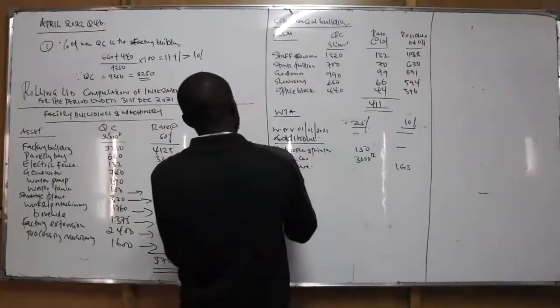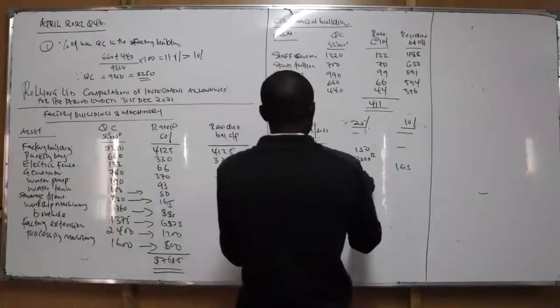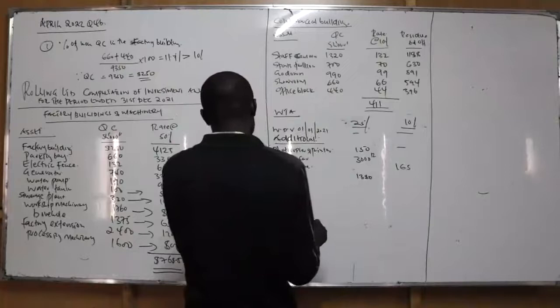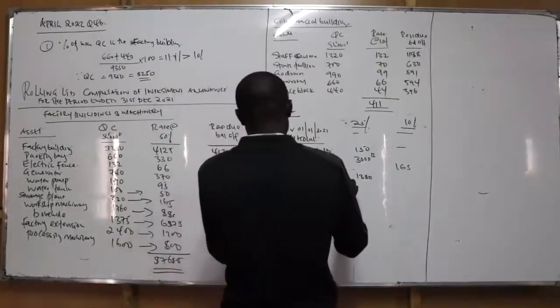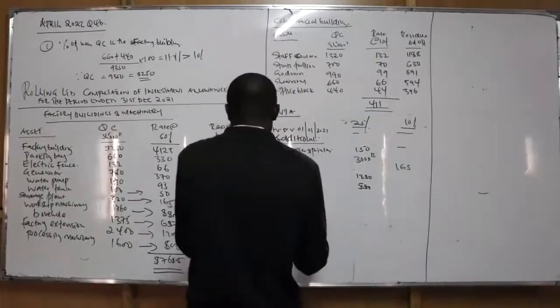Then they had a lorry which is 1380. And then forklift. Forklift is 880. And then we have computers and scanners.